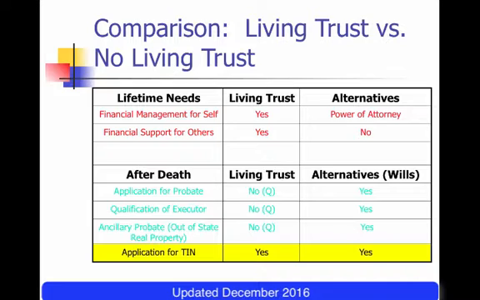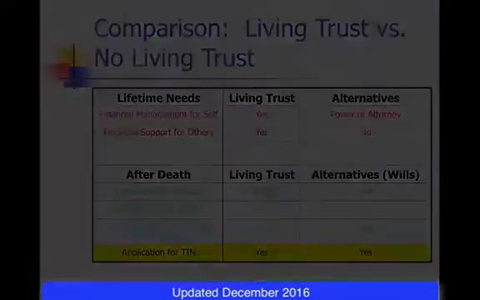Your executor takes the will down to the probate court, gets appointed by the court, and now takes possession of assets, and in the process is putting the assets in the name of the estate, and the estate will be earning income, and the estate will need its own separate taxpayer identification number and will file its own separate, they call them fiduciary income tax returns.